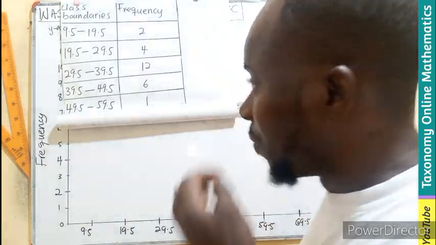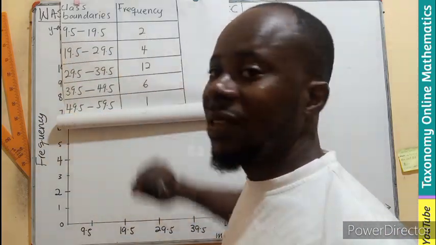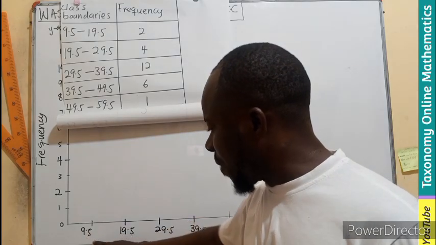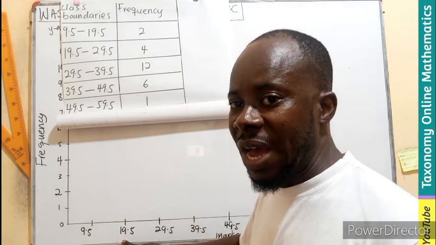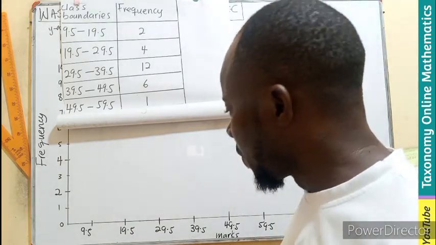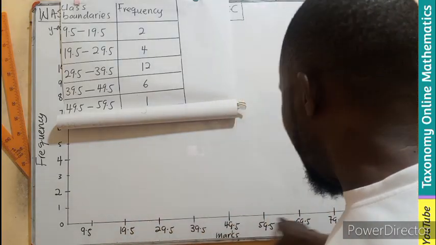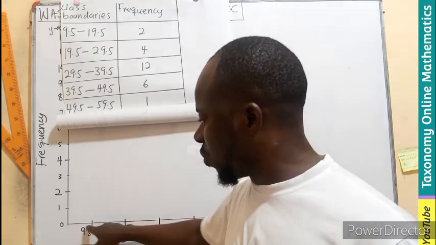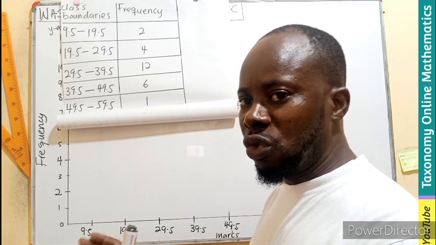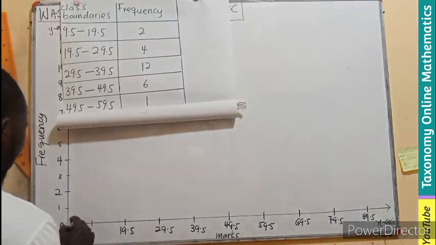So let's see, from 9.5 to 19.5, the frequency is what? 2. Remember, if you check from here, the distances are all equal, but from here to here is a little smaller, meaning the scale is not uniform right from the zero axis. So we need to break this part of the graph.